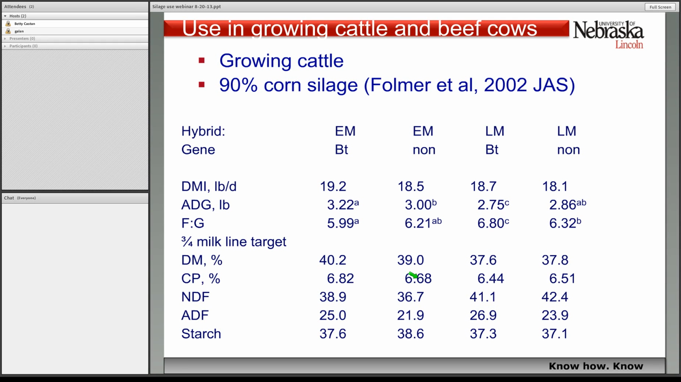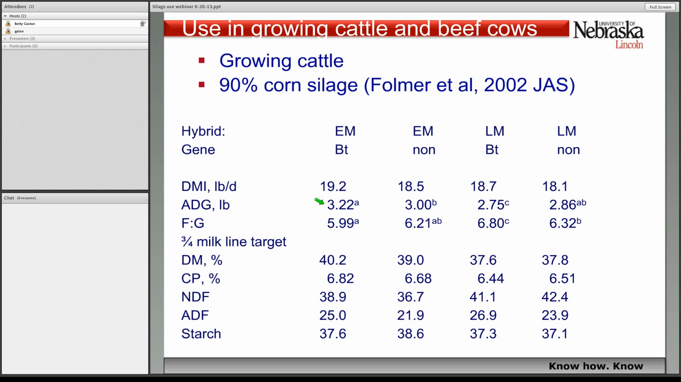For instance, this is a publication from 2002 where we looked at either early maturing hybrids or late maturing hybrids that were BT corn hybrid or a non-BT corn hybrid. Cattle consumed just under 20 pounds, 18 to 19 pounds, and there wasn't any difference across those different hybrids. But you can see that the gains were pretty good. The late maturing hybrid was a little under 3 pounds per day for gain.